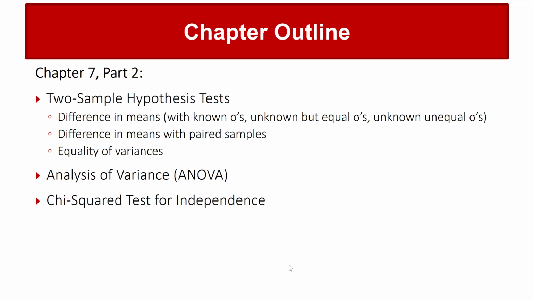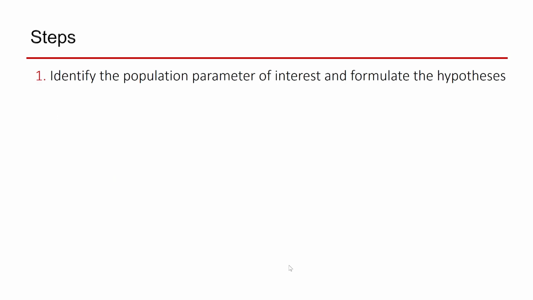Some of our tests that we need to do assume equal variances in the population, and so we'll want to do a test for that before we can make that assumption. Then we're going to talk about analysis of variance, otherwise known as ANOVA, and a chi-squared test for independence.